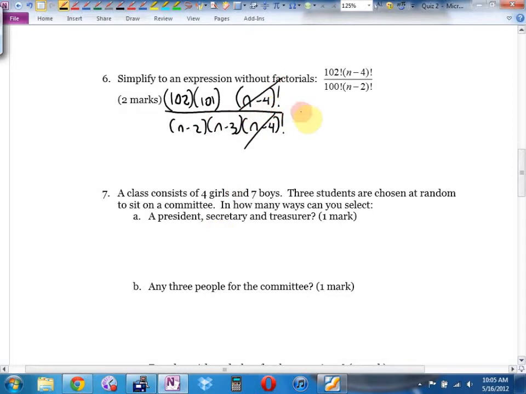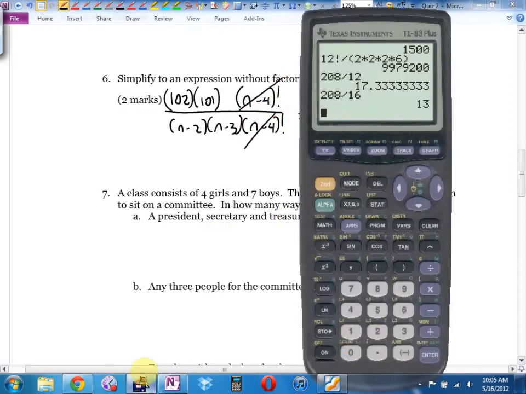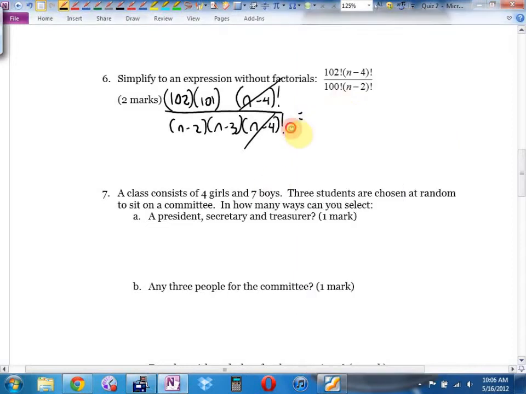And I said this whole thing works out to 102 times 101. Whoop, 102 times 101. 10,302 on the top. And the bottom, you could leave it as n minus 2, n minus 3. You could FOIL it out to n squared minus 5n plus 6 if you wanted to as well. I would give you 1 mark for the top, 1 mark for the bottom. And there's your 2 marks.